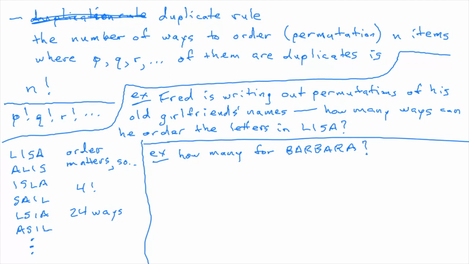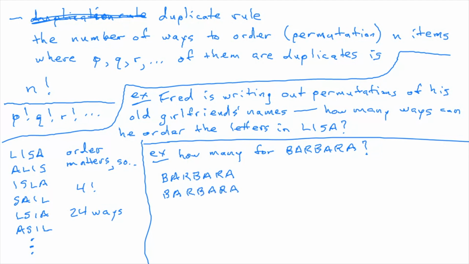How many for Barbara? Yeah, that's what I'd like to know. So here comes Fred, and he starts writing them out, and he says, well, just like with Lisa, you could write the word itself. That's one way to arrange them. Barbara. There you go. And then Fred thinks, okay, let me switch some of the letters around. How about bar, ba, ra?